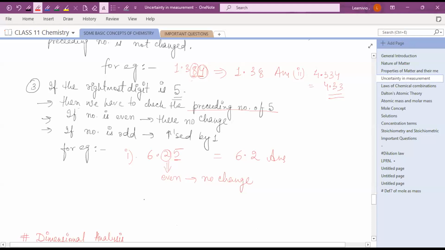Clear? The second rule is, for example, if it is 6.35. In this case, you have to check the preceding number of 5, and the preceding number is an odd number, right? So if the preceding number of 5 is odd, then just increase the preceding number by 1. Means you just have to add plus 1 to the preceding number of 5, and your final answer will be 6.4. This is your final answer. Clear?